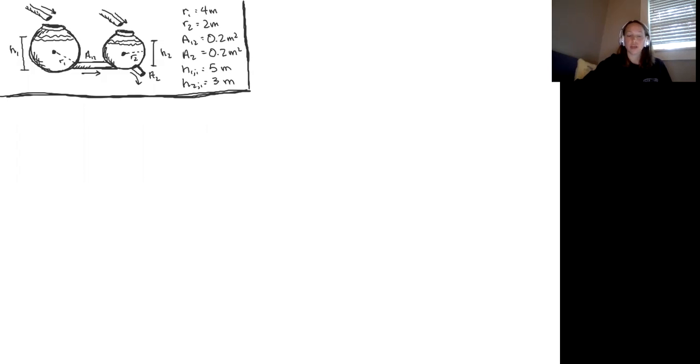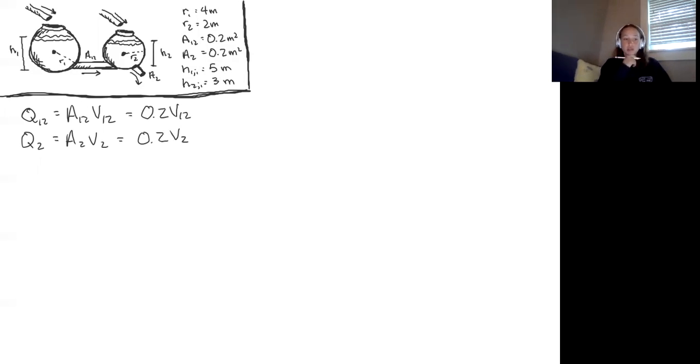If we know that the flow rate is equal to the cross-sectional area of the pipe times the velocity of the fluid moving through the pipe, then we really just need to derive an equation for velocity, since we know the cross-sectional area of the pipe, A12 for the one in between the tanks, and A2 for the one that's the outlet of tank 2.